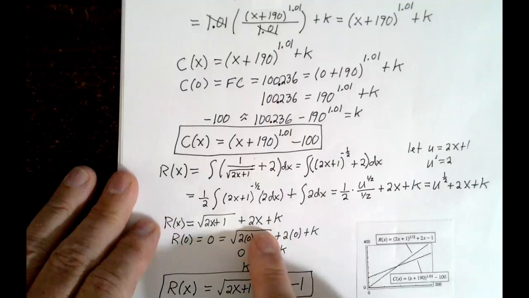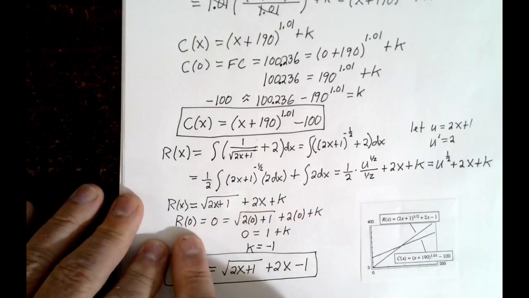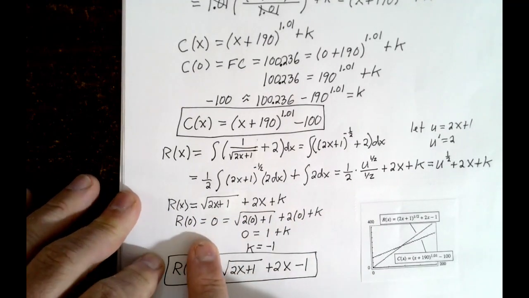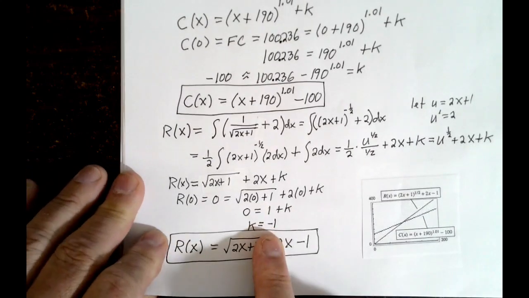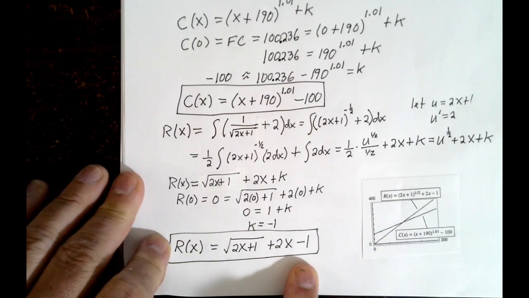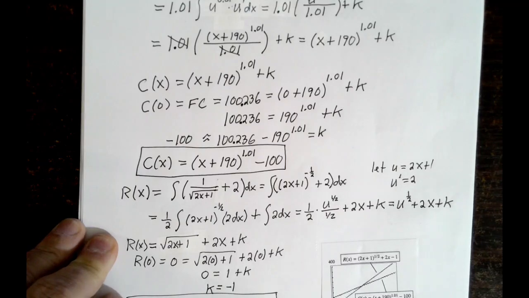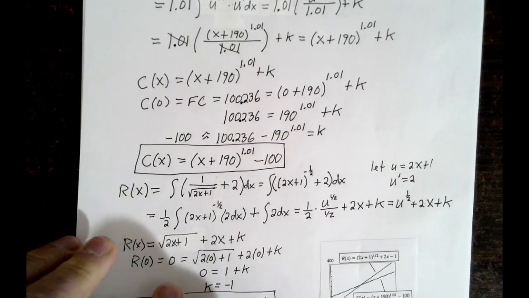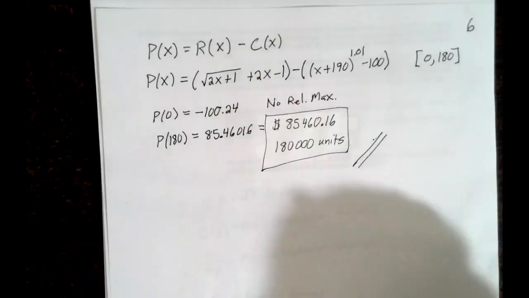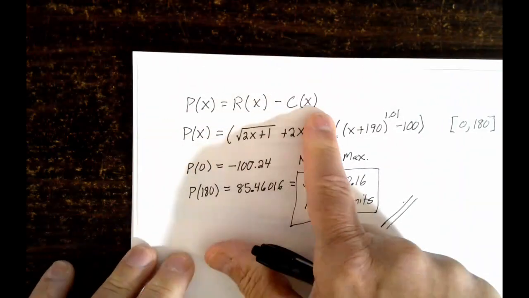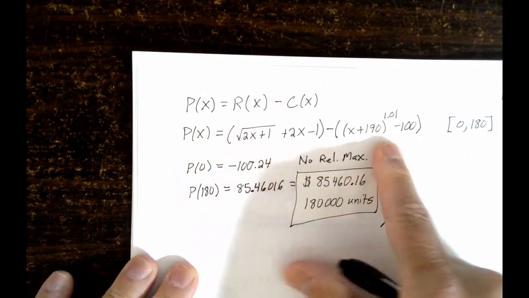You integrate that, and you nail down what k is by knowing that r of 0 always equals 0. And you figure k equals negative 1. So now there's your revenue function. And now you graph both of these, and you can see they are equal to each other at some point. If you take the difference between these two, you get this here.